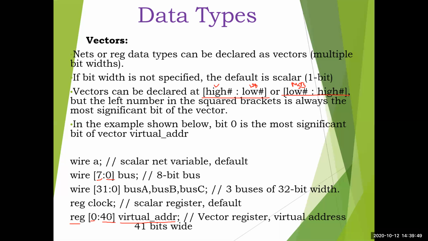So what is the width? Same, 40 is there, so 0 to 40 means total 41. So vector register virtual address is 41 bits wide. So this is how we understand. Okay, so some more things regarding vectors.